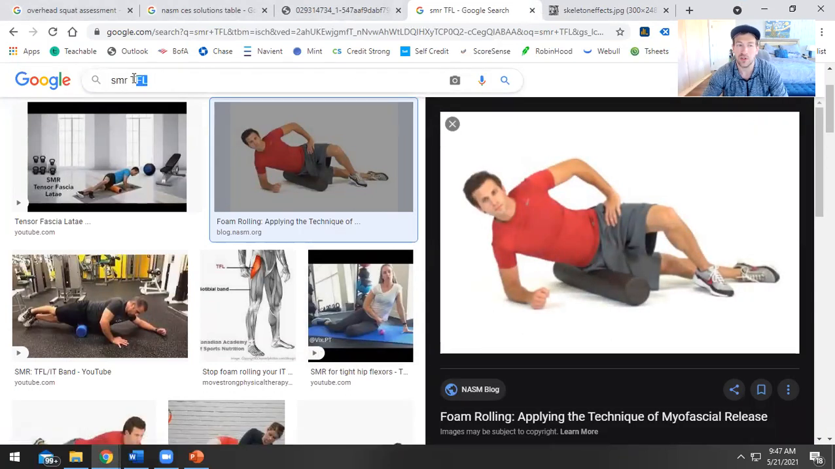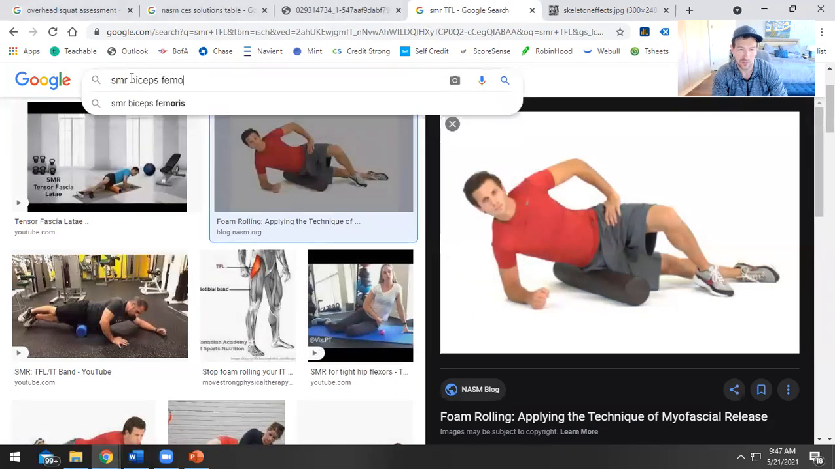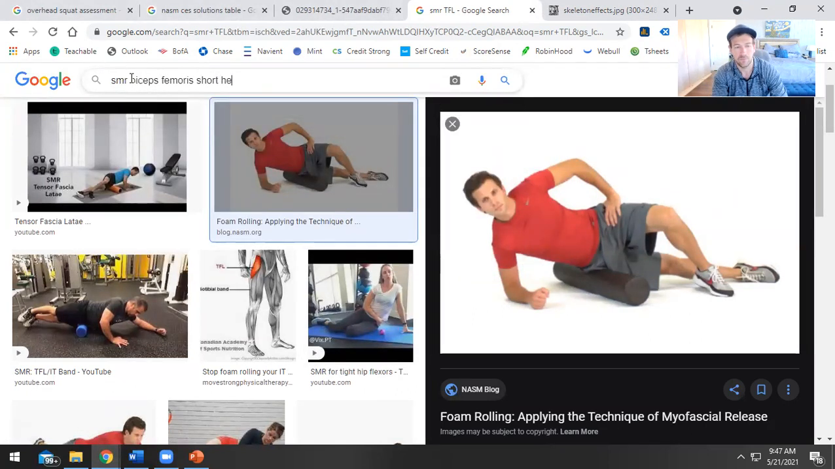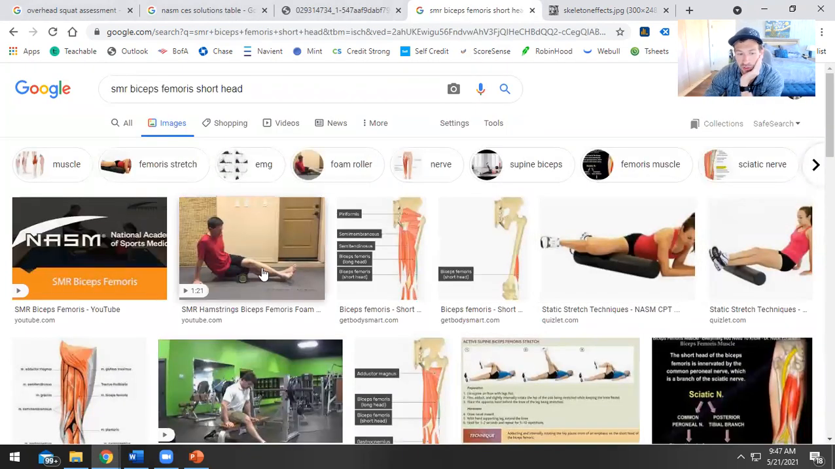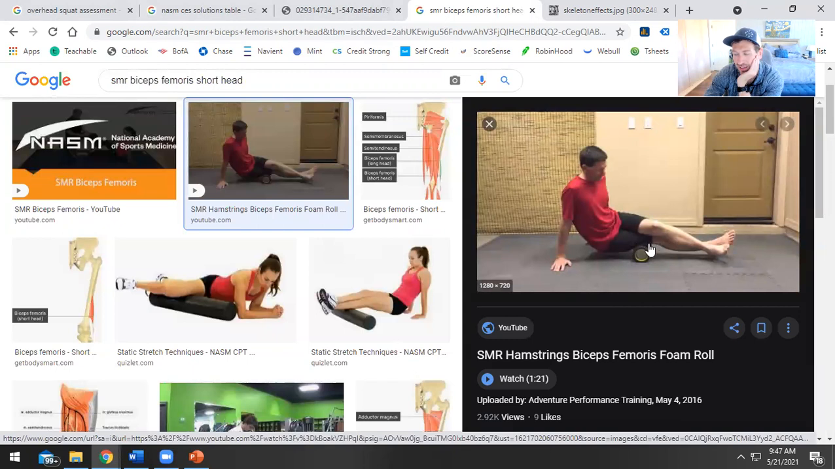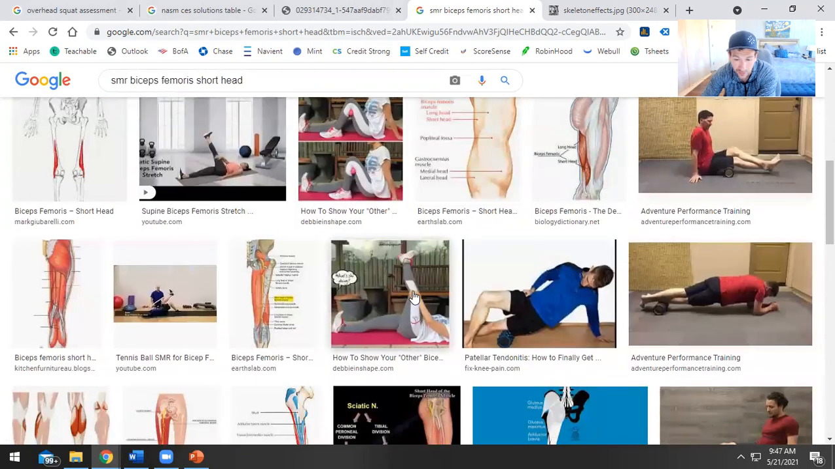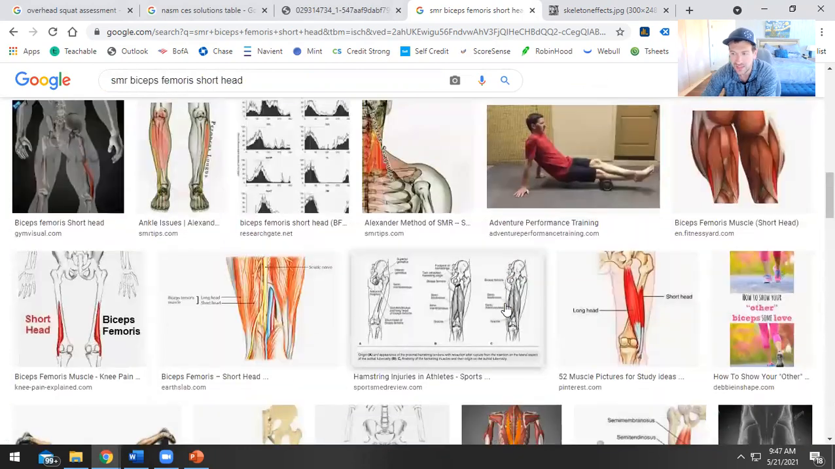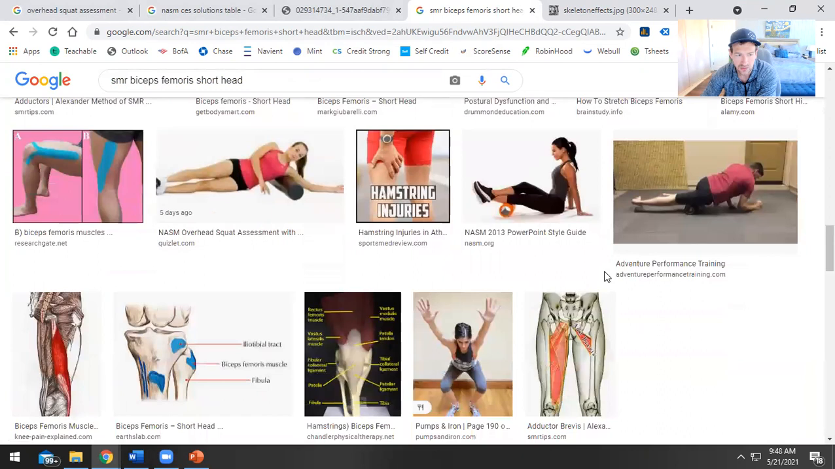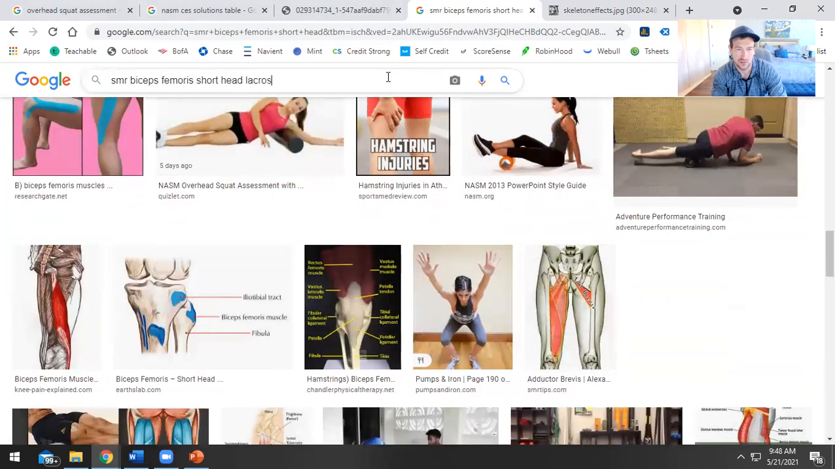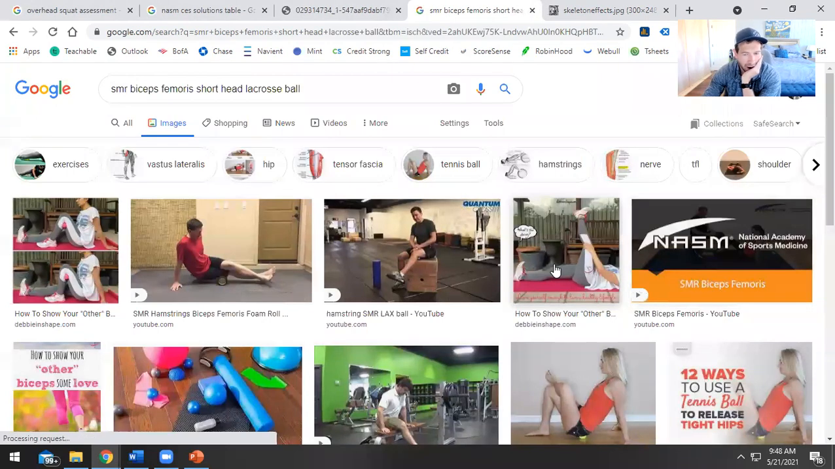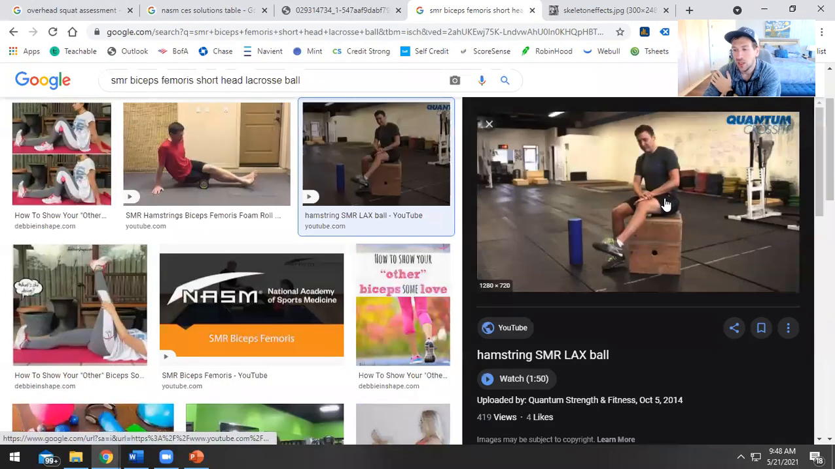Or if it's your biceps femoris short head, this is a bit of a challenging one. This honestly doesn't work very well with a foam roller. You can kind of do this version where he's sitting, rotated slightly, exposing the outside portion of the thigh, but that honestly doesn't work very well. Instead, we can use a lacrosse ball, and that can get right behind the back of the knee a little bit more effectively than a foam roller can.